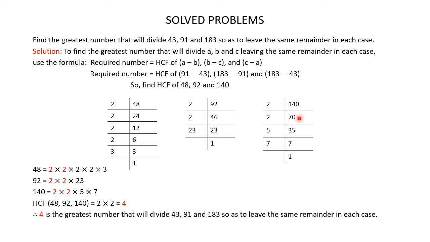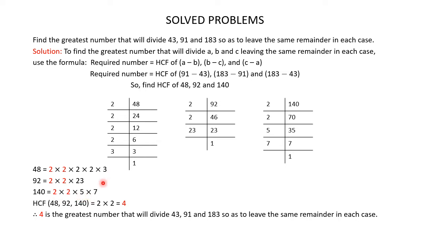140 divided by 2 is 70. 70 divided by 2 is 35. 35 divided by 5 is 7. And 7 divided by 7 is 1. So the prime factors of 140 are 2, 2, 5, 7 and 1. So 140 can be written as 2 multiplied by 2 multiplied by 5 multiplied by 7.